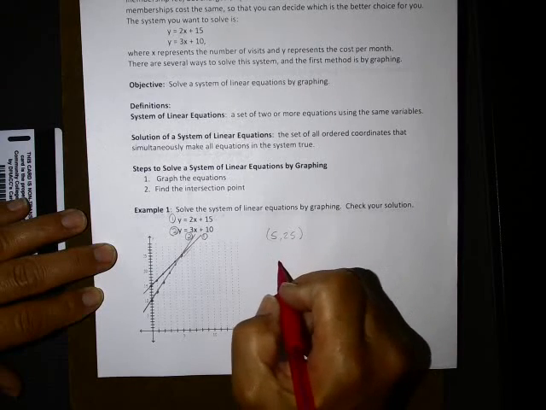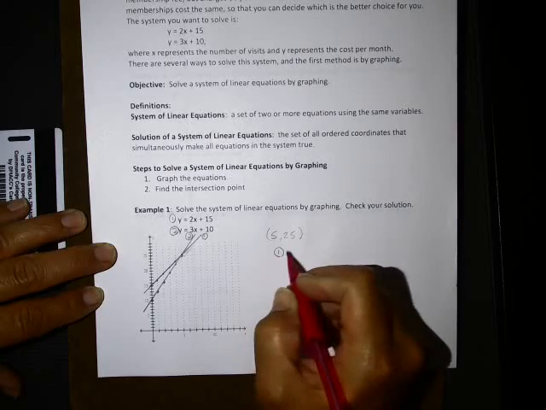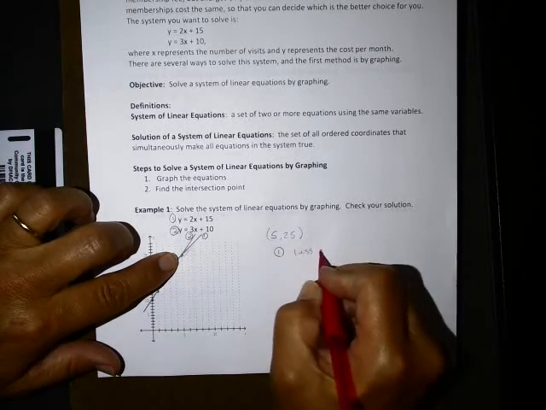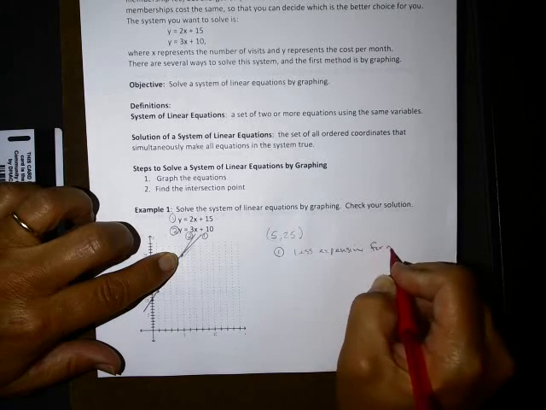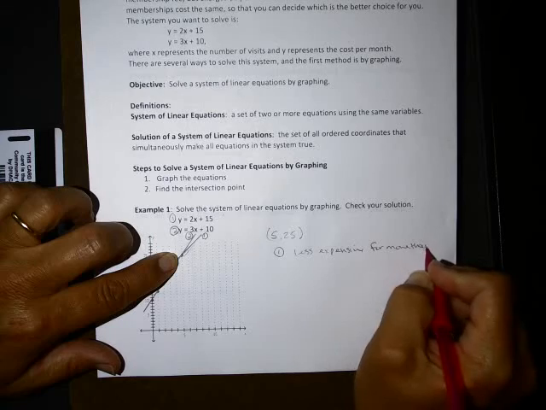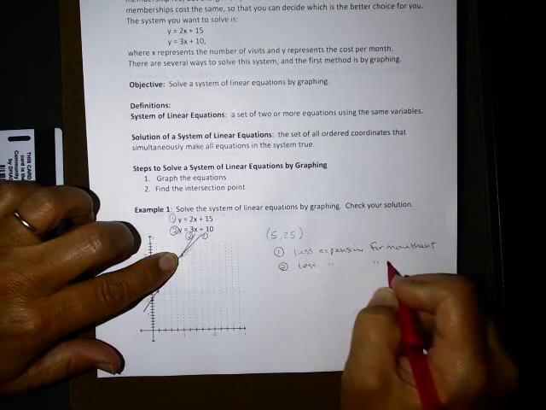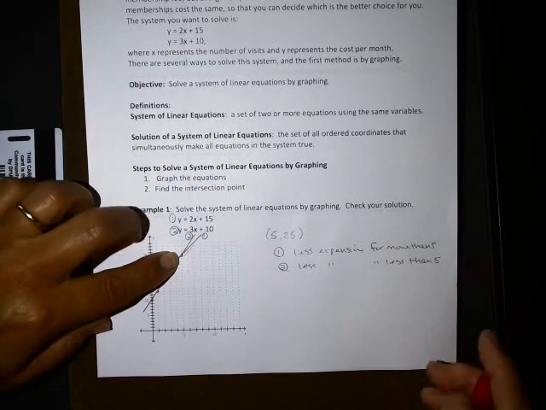So it just depends. So option 1 is less expensive for more than 5, and option 2 would be less expensive for less than 5 visits.